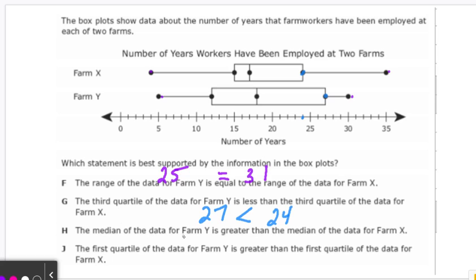The median for the data for farm Y is greater than the median of the data for farm X. Greater than. Median, the middle number for farm Y. Here we go, middle one right there. 15, 16, 17, 18. And then the median for farm X, the middle one, come down, 15, 16, 17. So far, that one seems accurate.